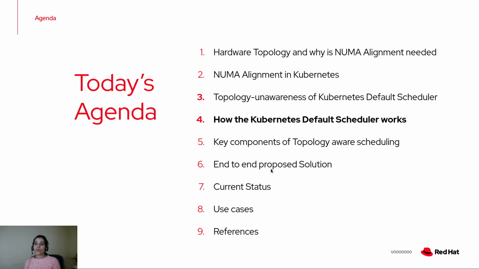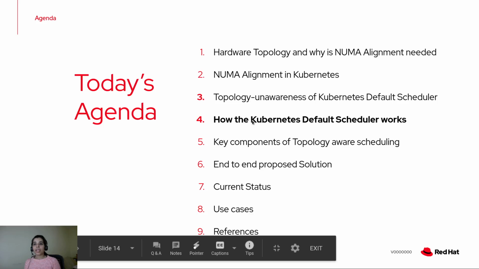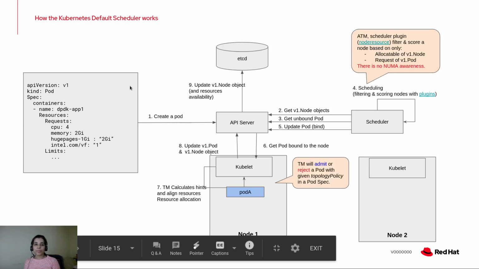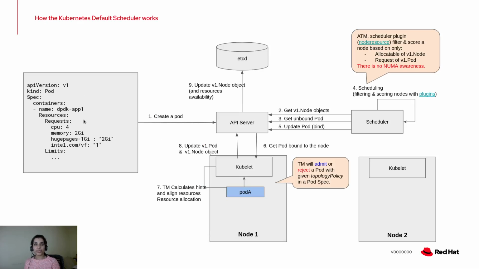So how does the Kubernetes default scheduler work? Let's try to understand that. We have this pod specification file, and the pod is requesting a bunch of resources. The request goes to the API server. The scheduler is essentially a control loop that looks for unbound pods. In this case, this pod is unbound, so it runs a set of rules and algorithms to identify a suitable node for this pod, and then it binds the pod, which means it writes in the pod spec that this pod has been assigned to this node.